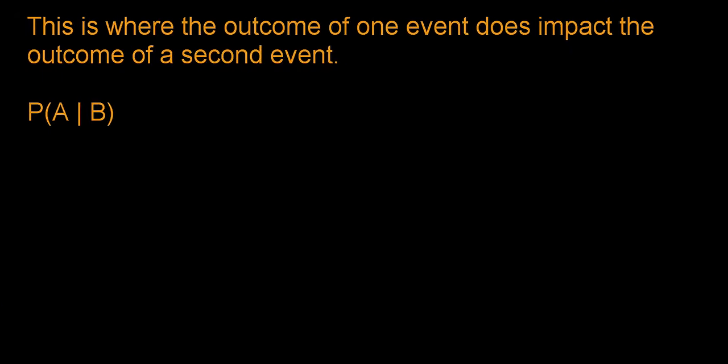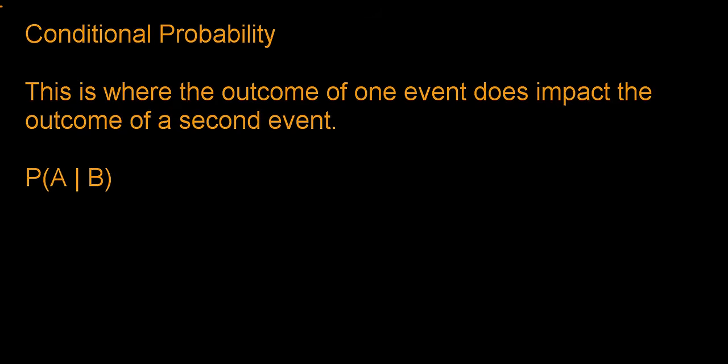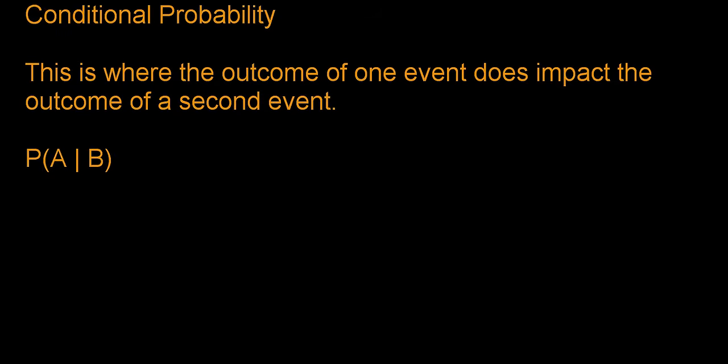Now, let's talk about conditional probability here. This is where the outcome of one event does impact the outcome of a second event. Now, we write this with a line. So right here we say, what is the probability of A given, the back part is always the given, that B has already occurred. Now, this is where we are not independent because this means that B affects A. So if the probability of A changes based on the fact that B occurs, that is not independent.